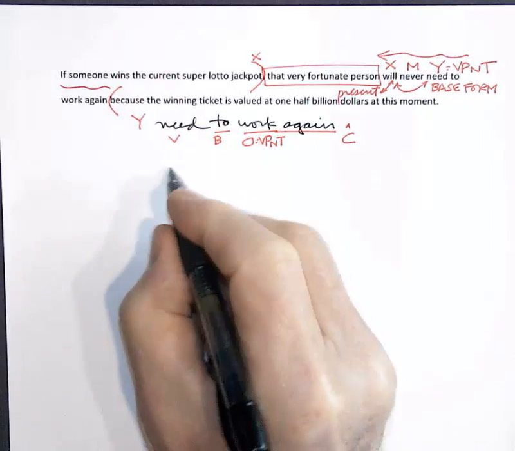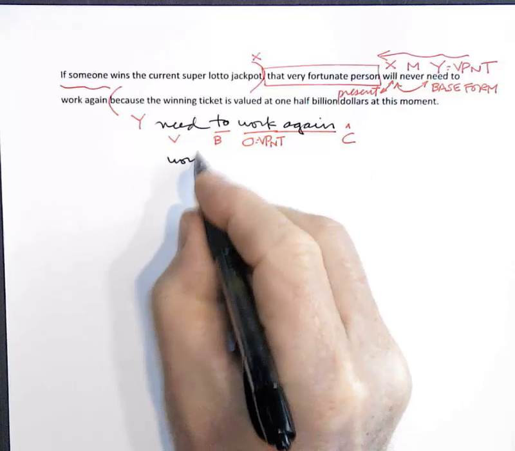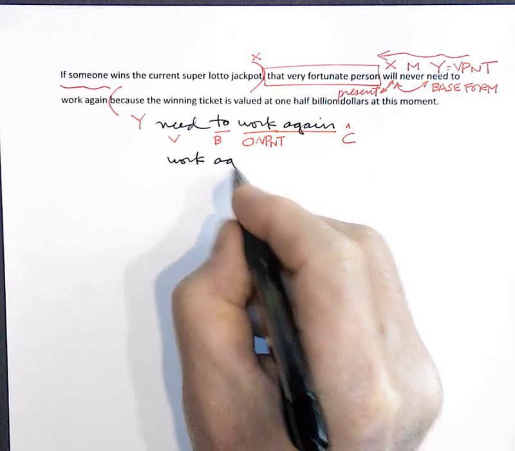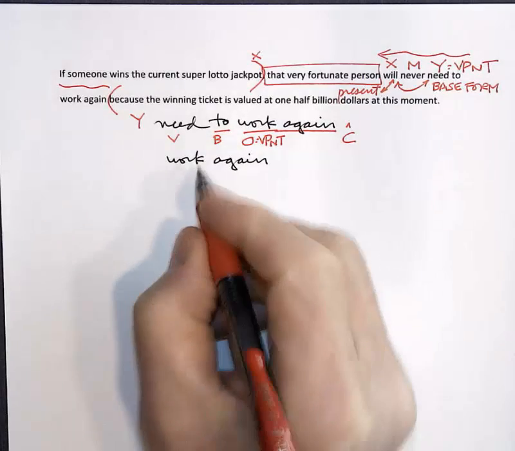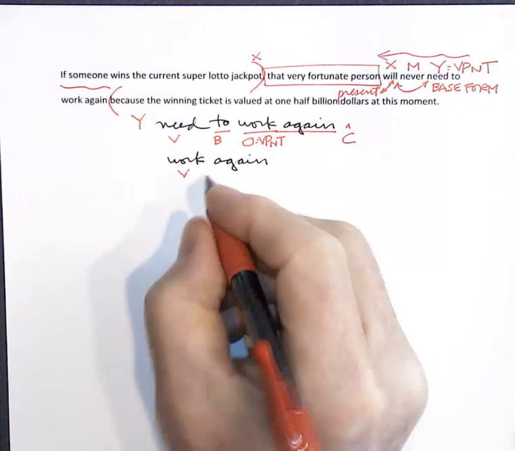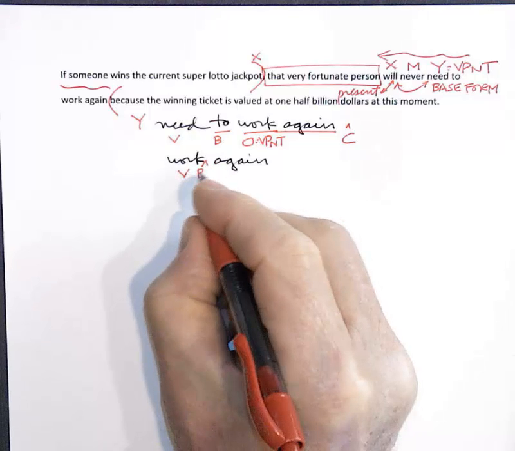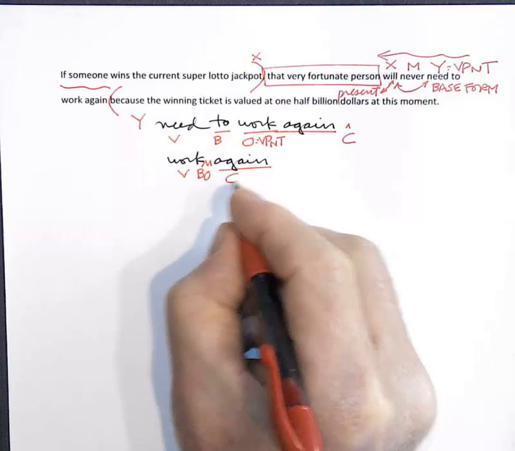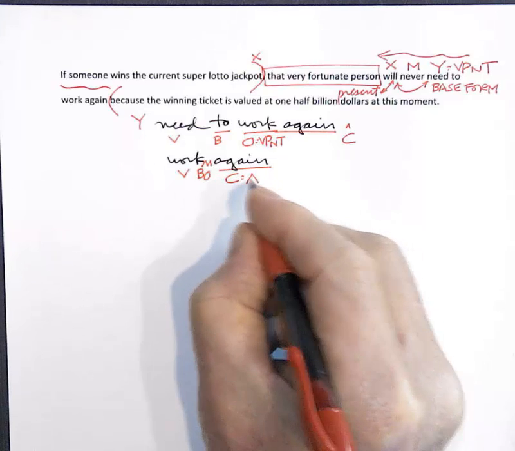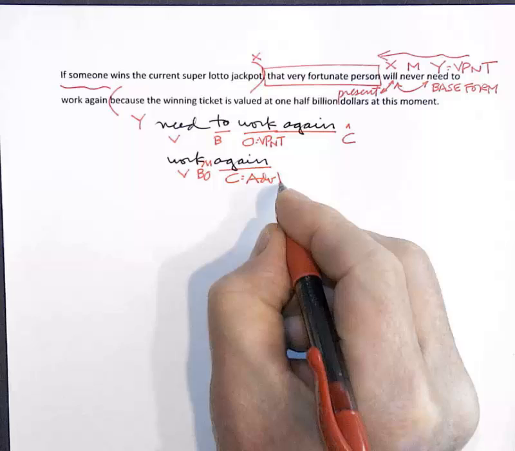Let's rewrite the object. Work again. The verb is work. Particle place is empty. Object place is empty. And again is the complement. It's an adverb phrase.